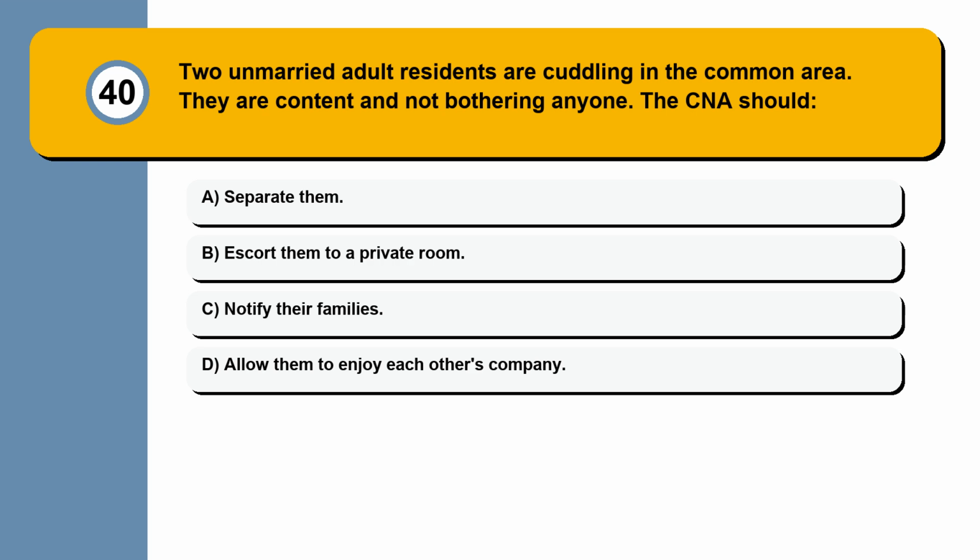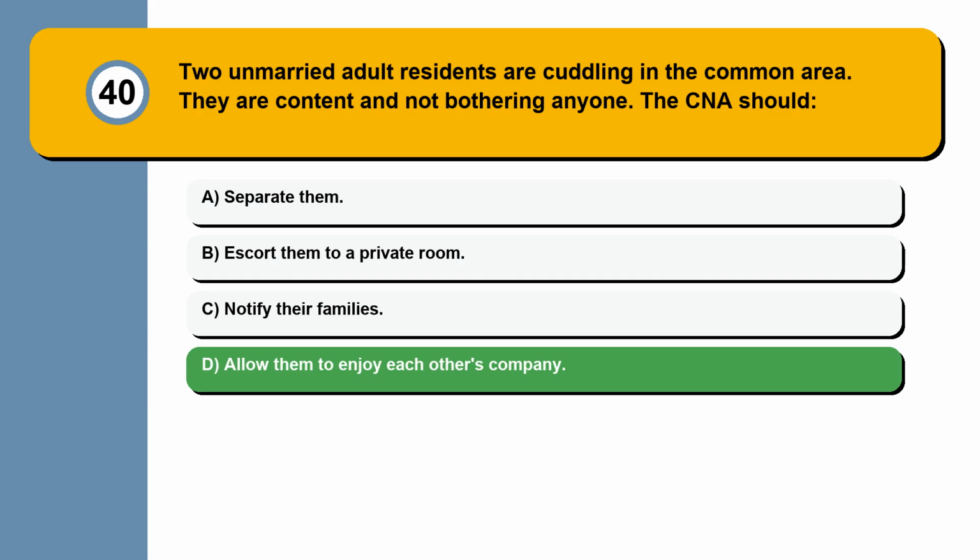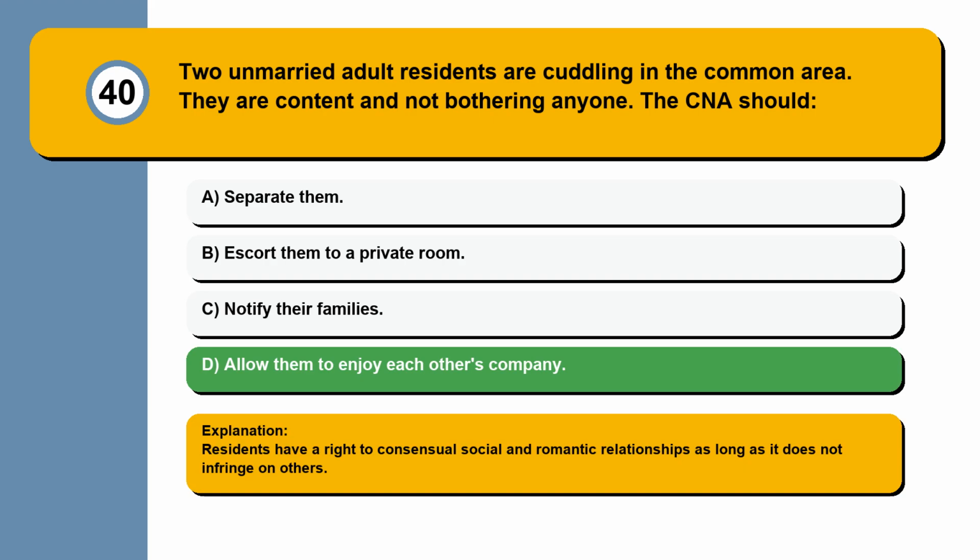Question 40. Two unmarried adult residents are cuddling in the common area. They are content and not bothering anyone. The CNA should separate them, escort them to a private room, notify their families, allow them to enjoy each other's company. Residents have a right to consensual social and romantic relationships as long as it does not infringe on others.